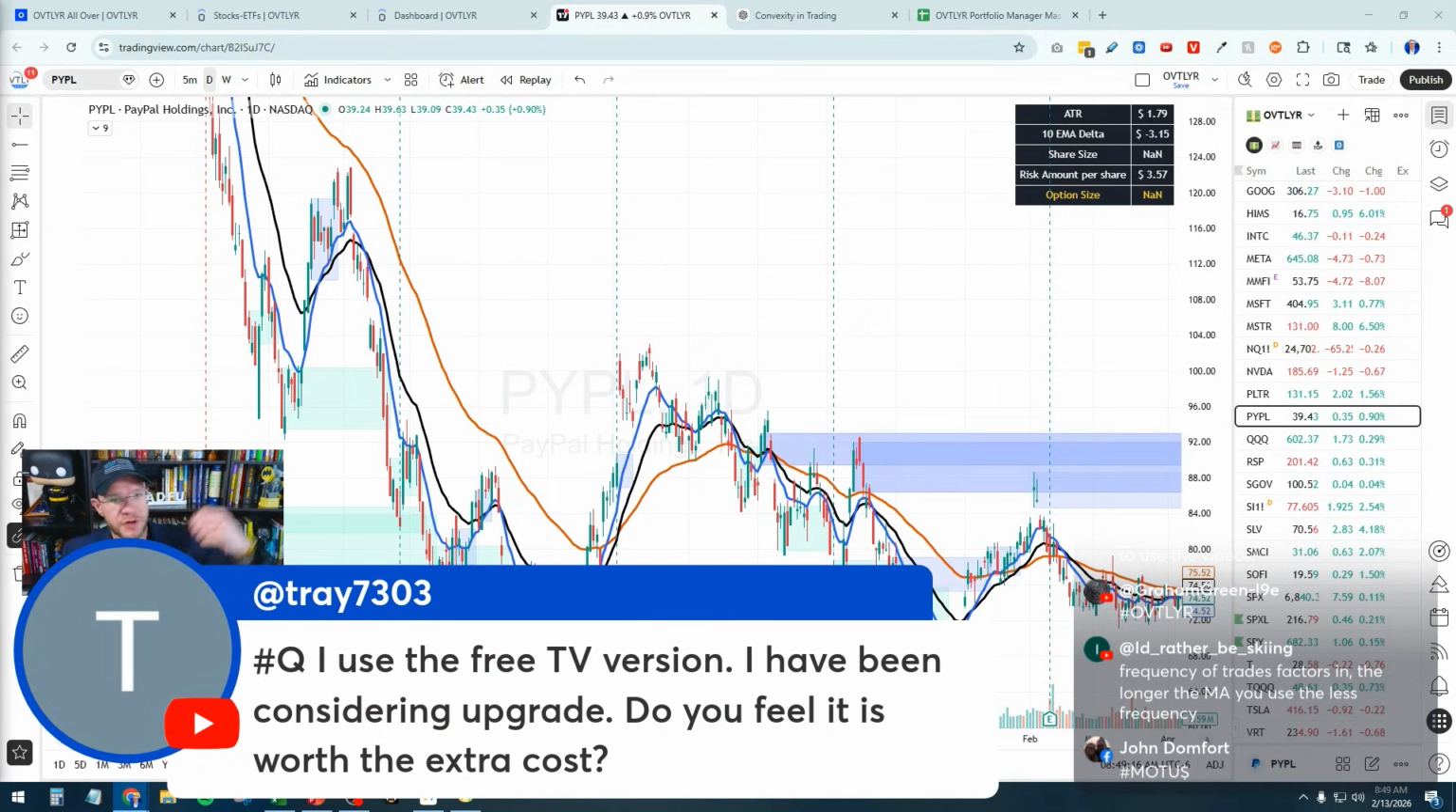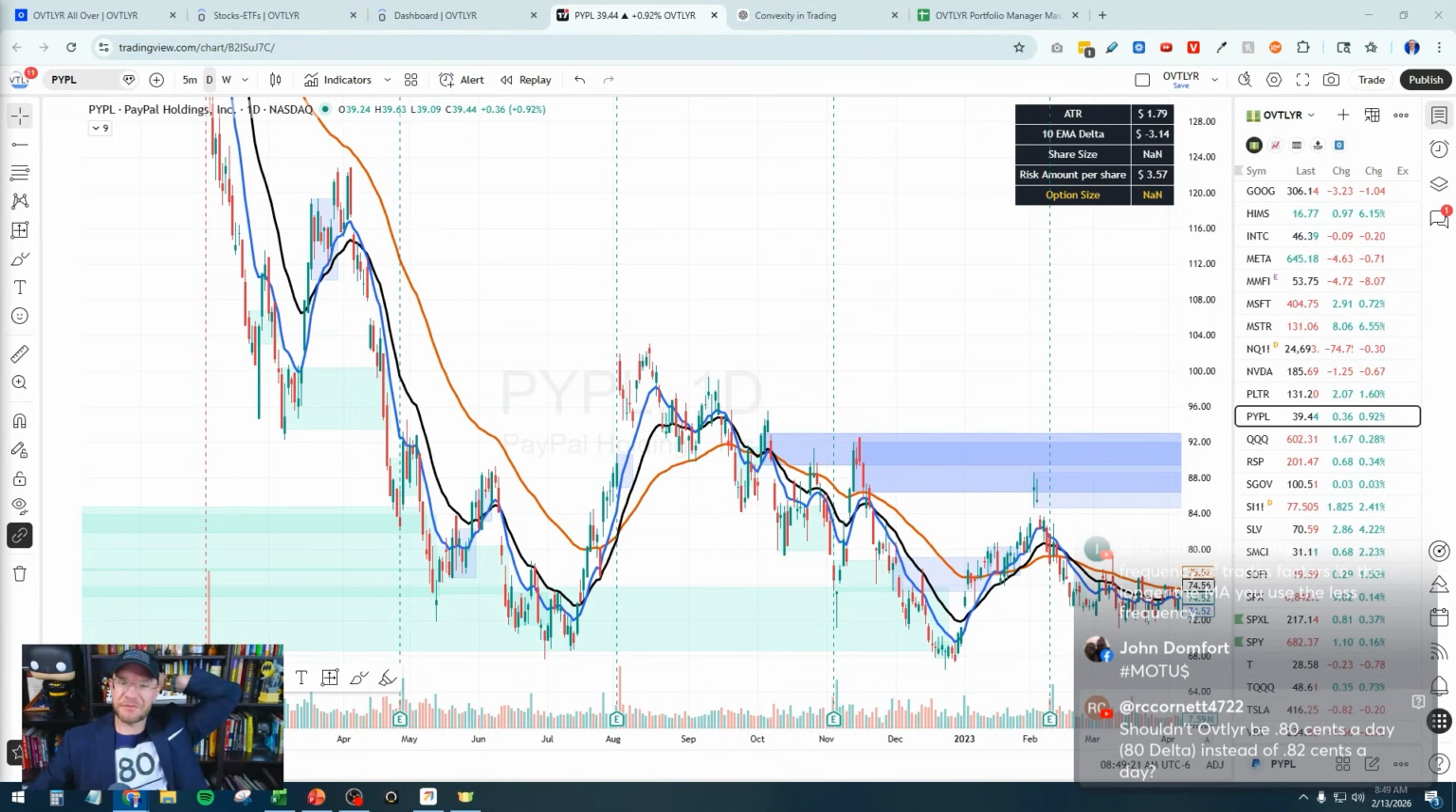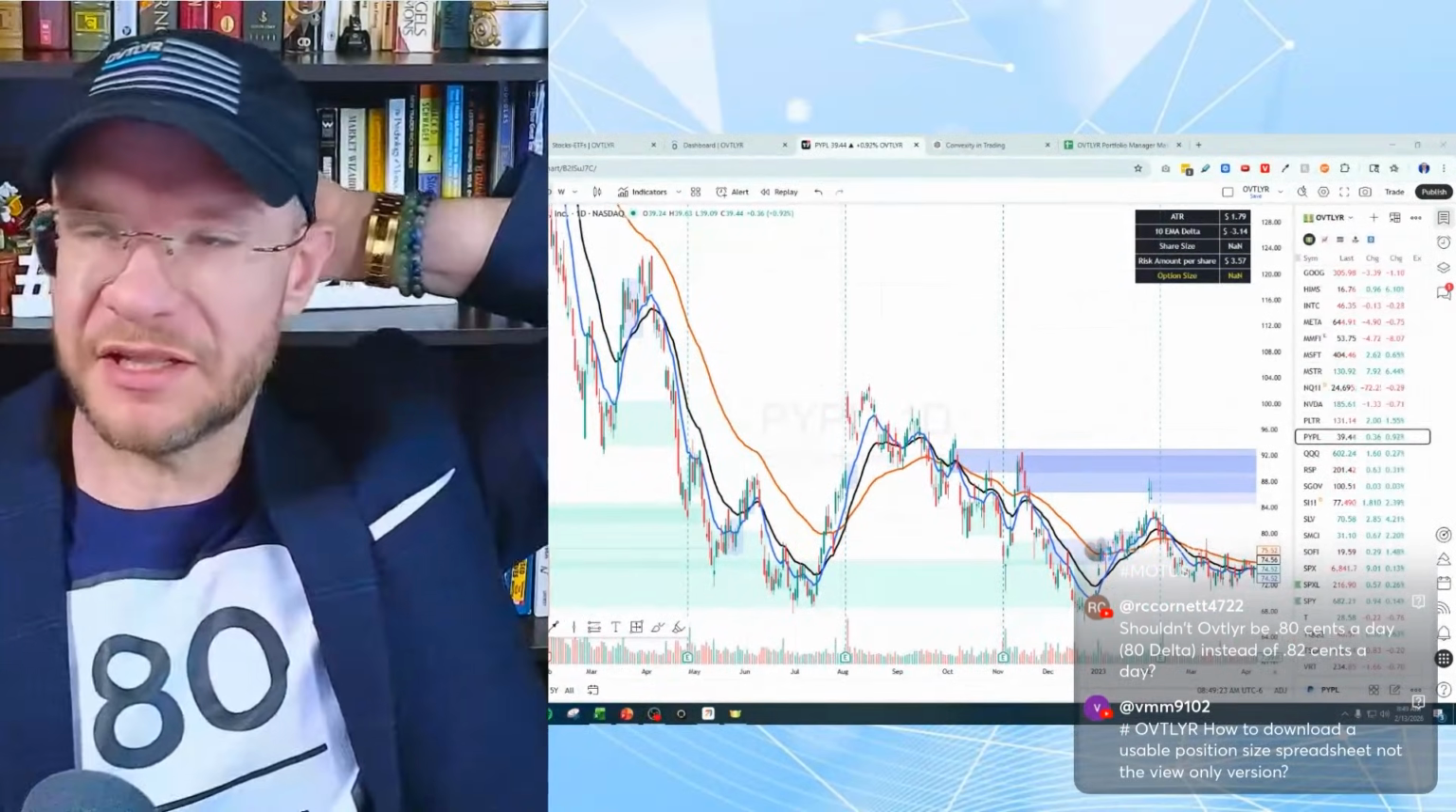I use the free TradingView version. I've been considering the upgrade. Do you feel it's worth the extra cost? My cost is covered by OVTLYR, so I don't have skin in the game in that regard.